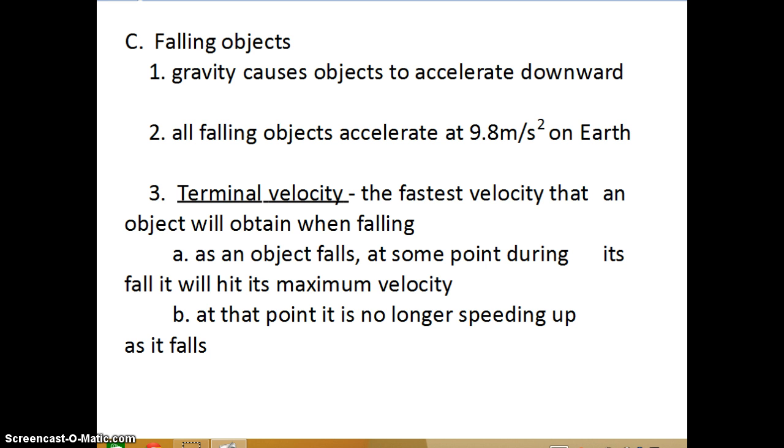Falling objects. Gravity causes objects to accelerate downwards. All falling objects accelerate at 9.8 meters per second squared on Earth. You will need to know that number. I will not give that number to you on tests, so make sure you memorize that number.